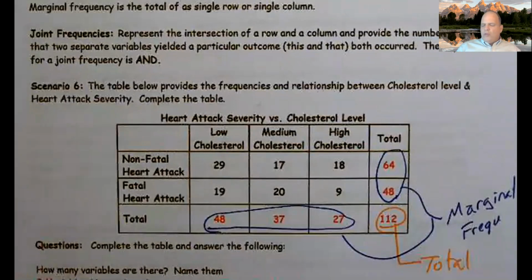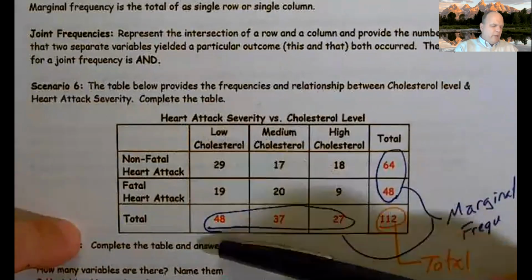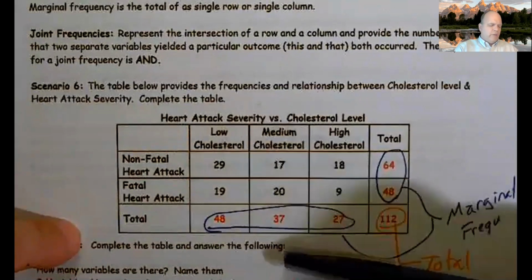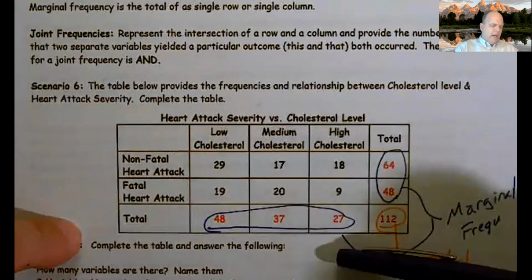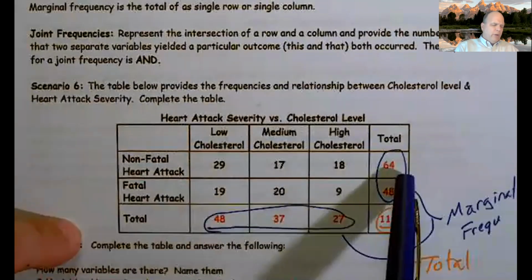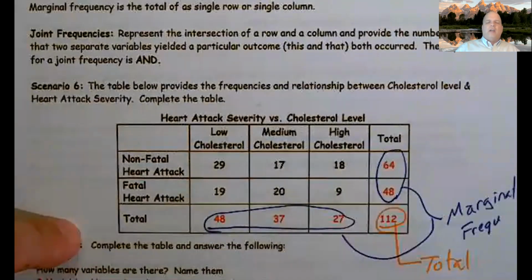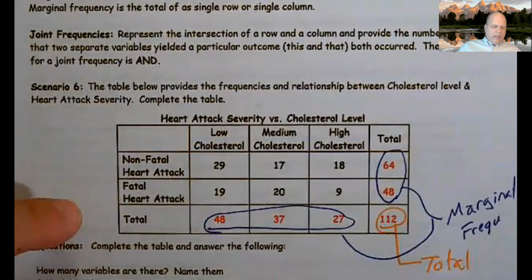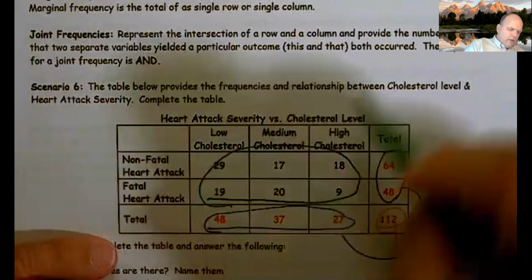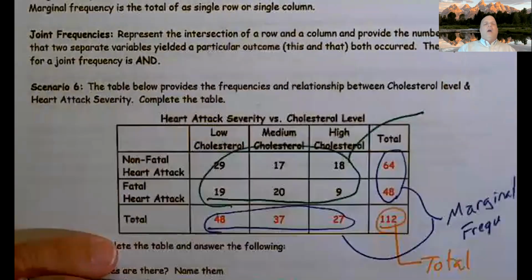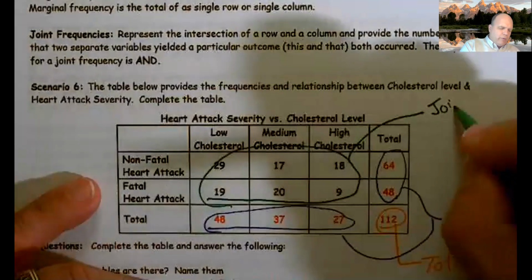Basically in this case, for the marginal frequencies, 48 times we had low cholesterol, 37 times we had medium cholesterol, 27 times we had high cholesterol, 64 non-fatal heart attacks, 48 fatal heart attacks. That's the frequency. Now that is in contrast to the joint frequency, all right? The joint frequency, and that's not how often some of your friends made bad decisions, all right?